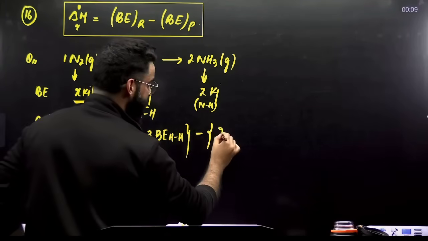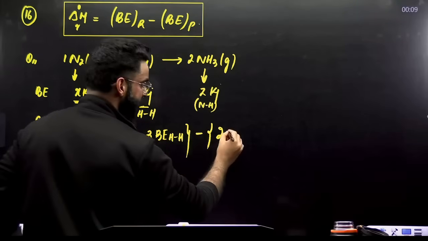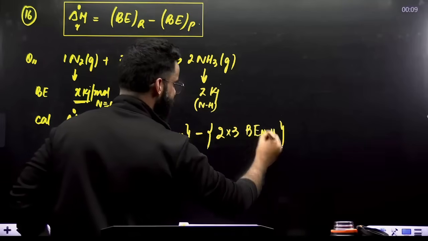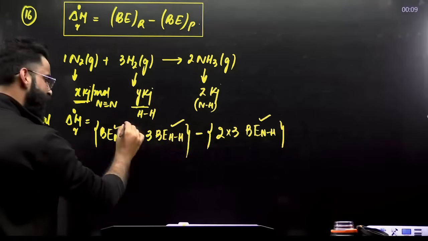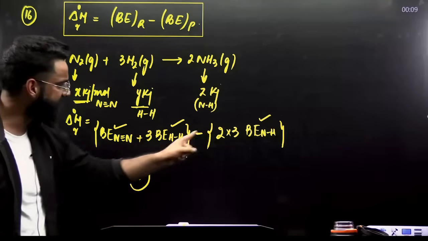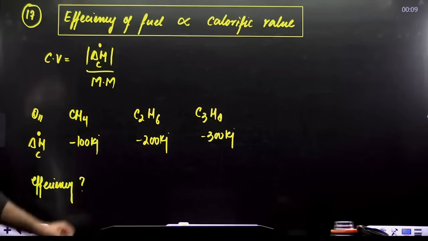So I'll write 2 times first. Now, how many NH bonds are here? In case of NH3, there are 3 NH bonds. So 3 times the energy required to break NH bonds. These things will be given to you in the questions. Put the values and get the answer. They'll be given in the question. Remember that.